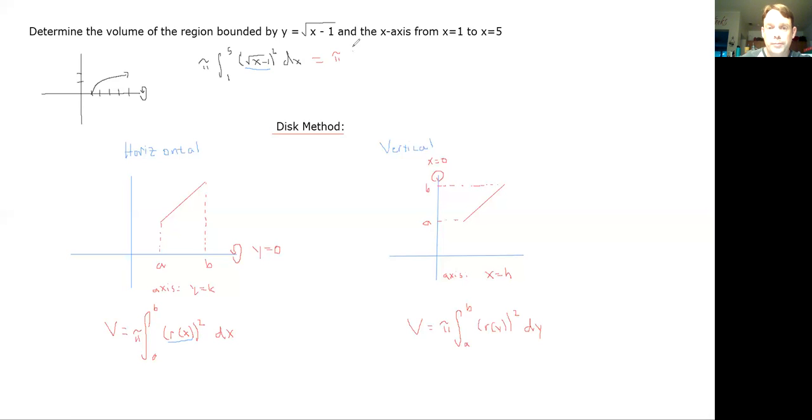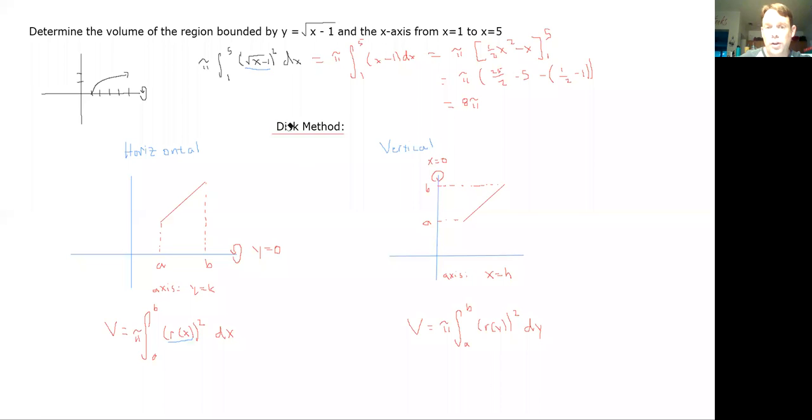I'm going to take pi, and go from 1 to 5. After I square that function, I end up with x minus 1, because the square and the square root cancel out. So we have 1/2 x squared minus x, and we're going to evaluate it from 1 to 5. Plug it in, keeping that pi on the outside, no reason to move it inside. We have 25 halves minus 5, and then subtract the lower bound, so 1/2 minus 1. Altogether, that would be 8 pi.